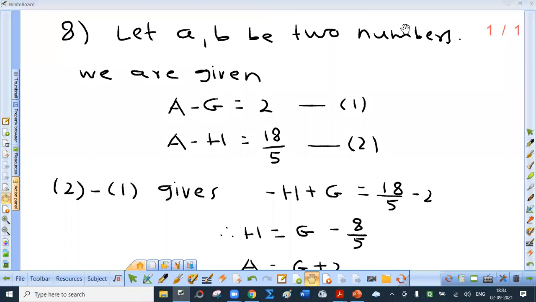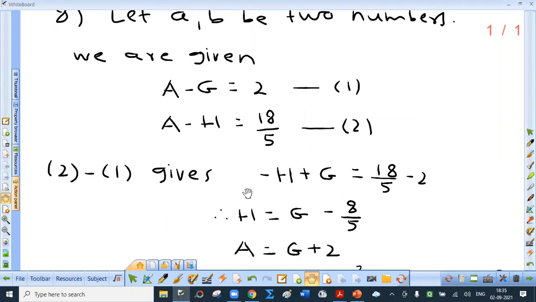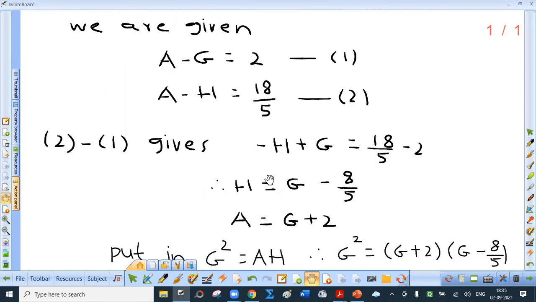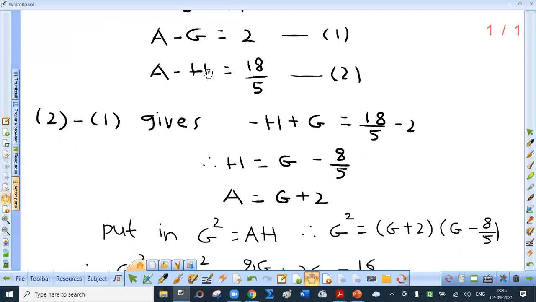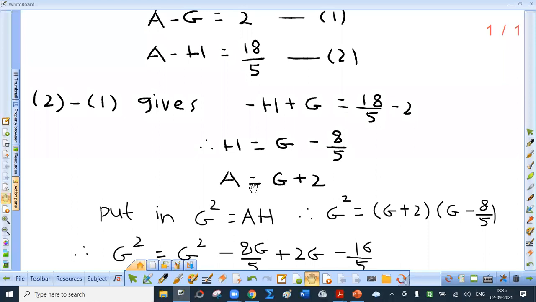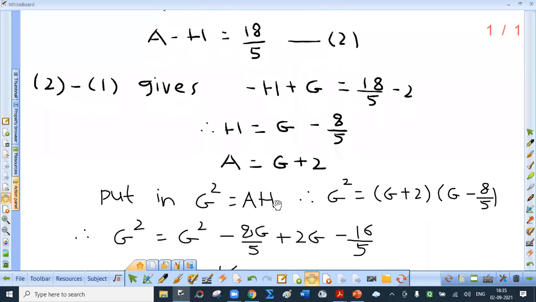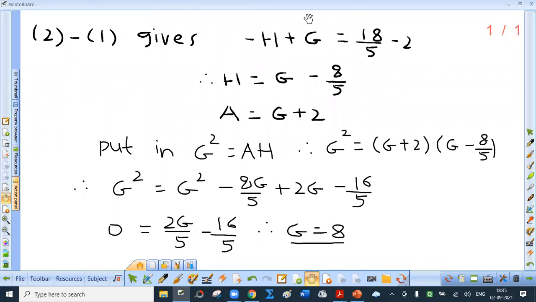Now this is an important sum. If the arithmetic mean of two numbers exceeds the geometric mean by 2 and their harmonic mean by 18/5, find the numbers. Let the two numbers be a and b. So we are given that A minus G is 2 and A minus H is 18/5. Now we express A and H in terms of G. So H comes out to be G minus 8/5. And what is A? From 1, A is nothing but G plus 2. Now we have the relation G square equal to AH. Substitute the values. You get G equal to 8.